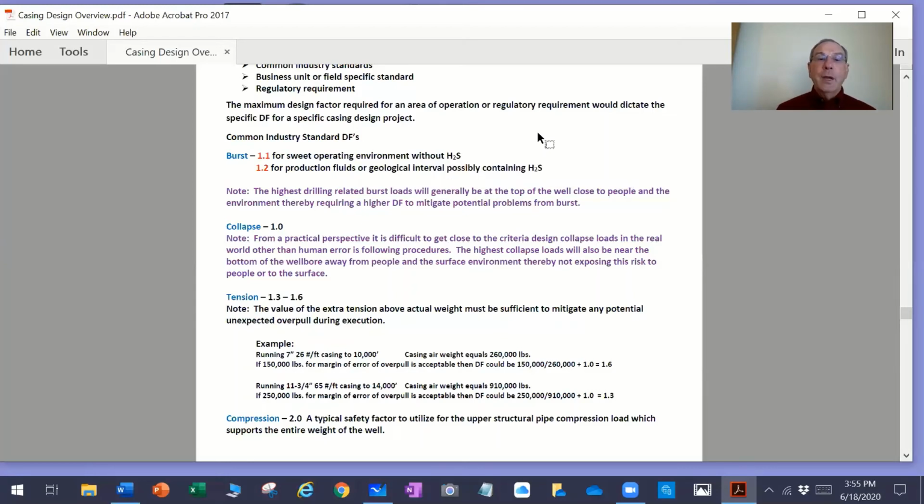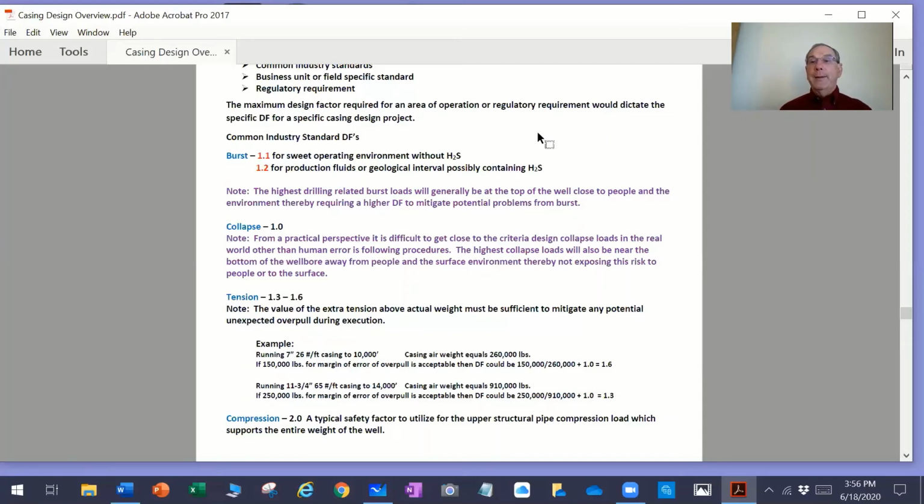Now, for collapse, we typically use a value of only 1.0. And the reason why is a good reason. From a practical perspective, it's difficult to get close to the design criteria collapse loads in the real world other than human error in following a procedure. That is about the only way you can ever get close to the collapse design criteria: human error.